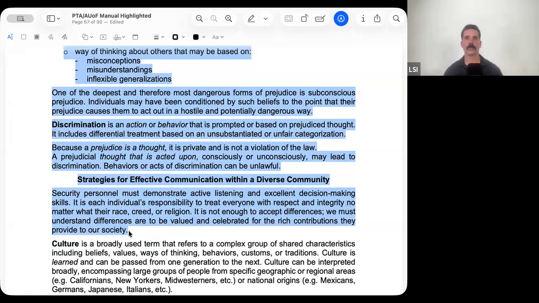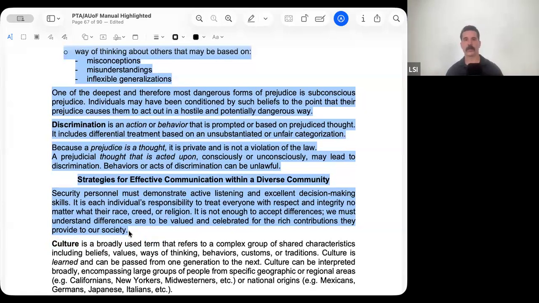A way of thinking about others that may be based on misconceptions, misunderstandings, inflexible generalizations. One of the deepest and therefore most dangerous forms of prejudice is subconscious prejudice. Individuals may have been conditioned by such beliefs to the point that their prejudice causes them to act out in a hostile and potentially dangerous way.